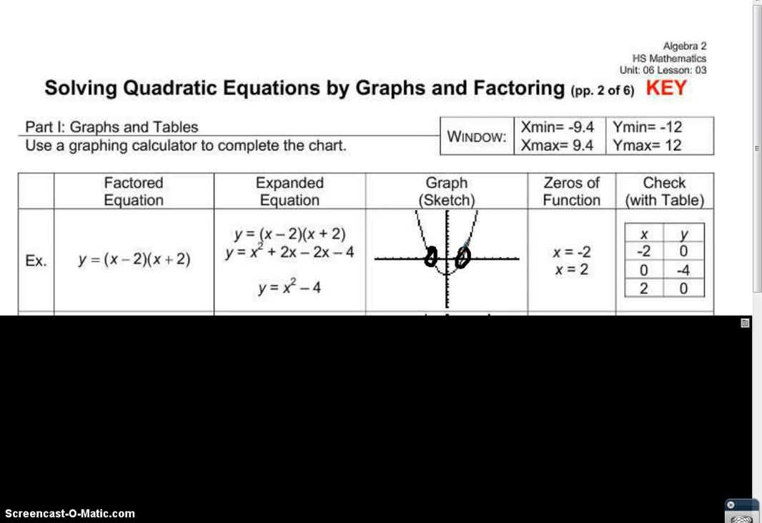And the way I can check it is if I go to my table, and wherever I see a 0 for my y values, those are my solutions. Okay, so let's work problems 1 through 6.